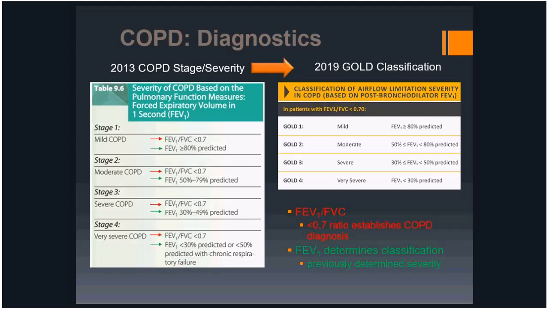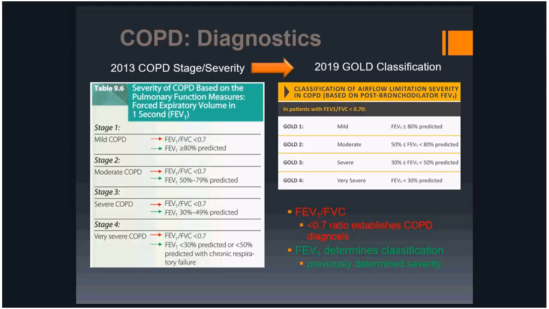What you do see as different is that the FEV1 varies based on the classification or the severity of the COPD. And so you see if a patient has an FEV1 that is greater than 80% of the predicted value, they have mild COPD. And from 50 to 79% of the predicted value is moderate COPD. And you can see what it is for severe and very severe.